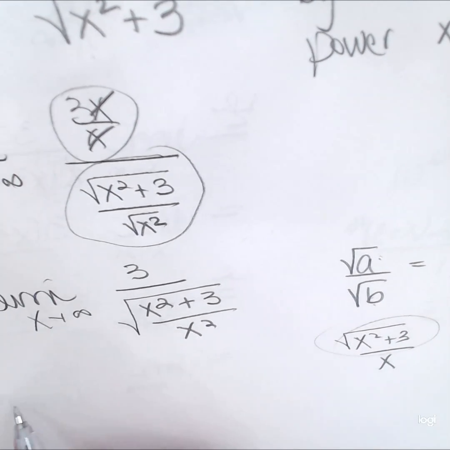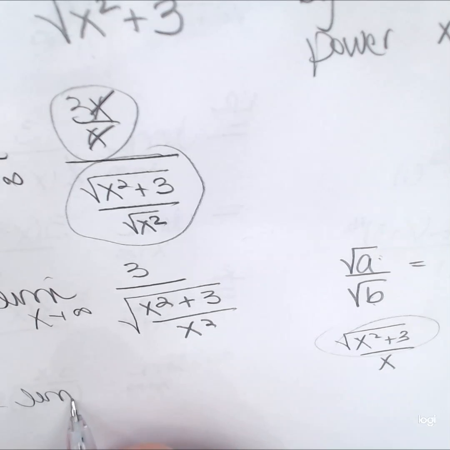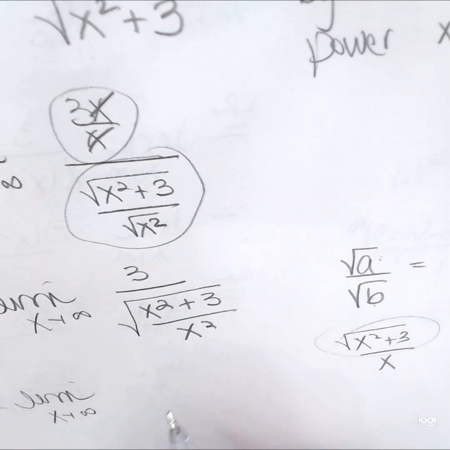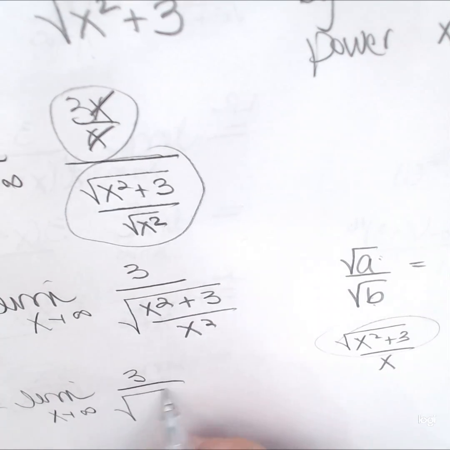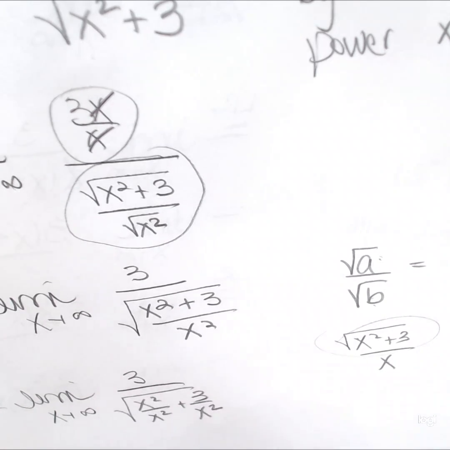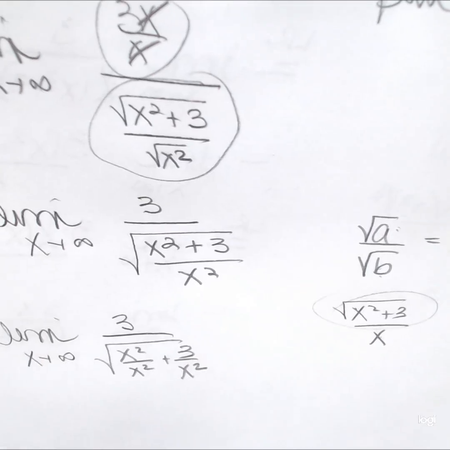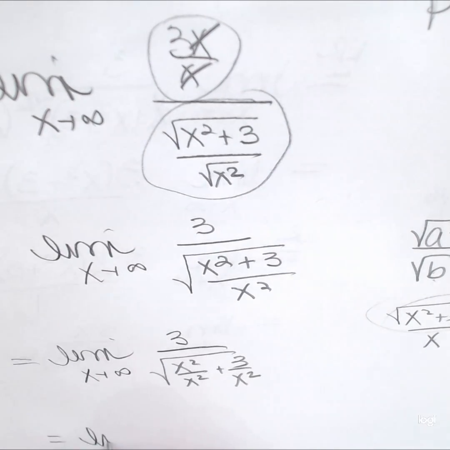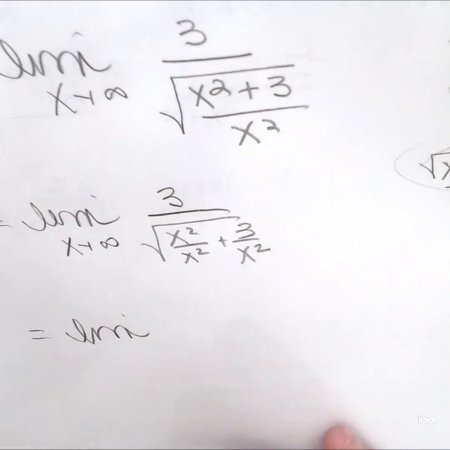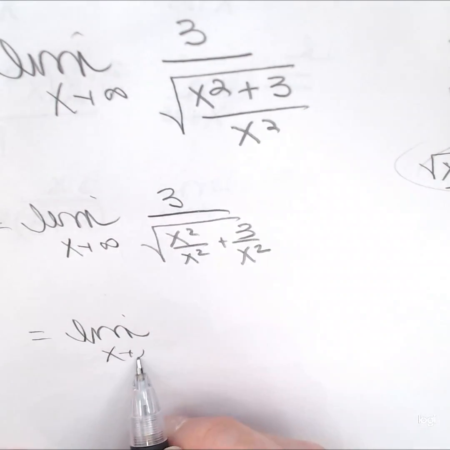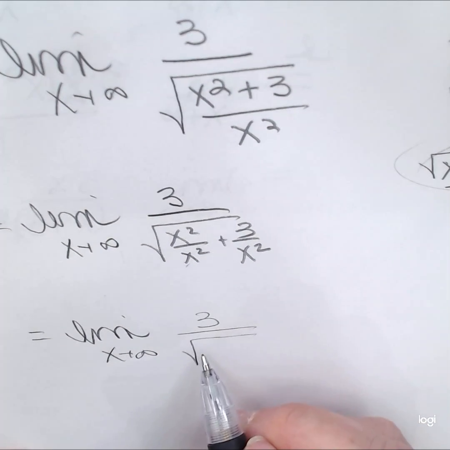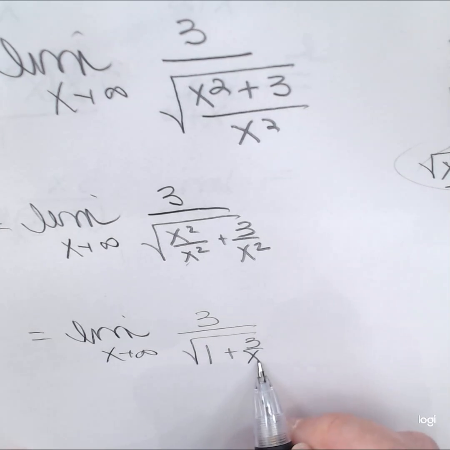So what does this allow me to do? Well, this allows me to put that x squared together with this other one. I'll split it now into two separate terms. So I get the square root of x squared over x squared plus 3 over x squared. And I can actually do some canceling on this. Sorry about this, my camera's a little bit off here, so bear with me for a minute. This will become the limit as x approaches infinity of 3 divided by the square root of x squared divided by x squared, which is 1, plus 3 over x squared.